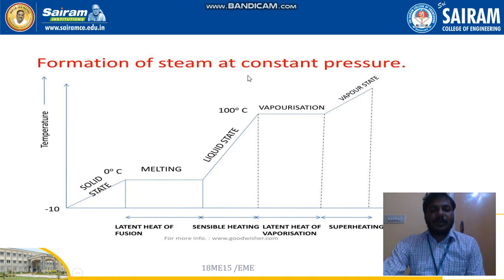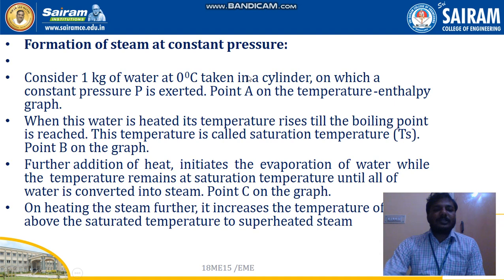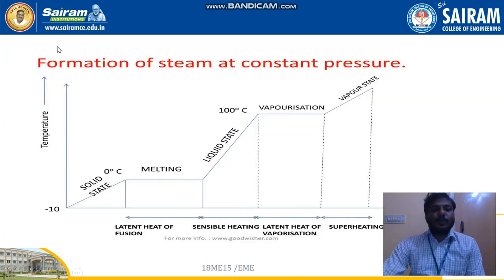For this diagram, we are considering 1 kg of water at 0 degree Celsius. Initially the water will be 1 kg at 0 degree Celsius, taken into the cylinder. The entire process takes place inside the cylinder, and based on that we are going to plot the graph, temperature versus the heating conditions. The main axis is the temperature, along with the different stages of the steam.